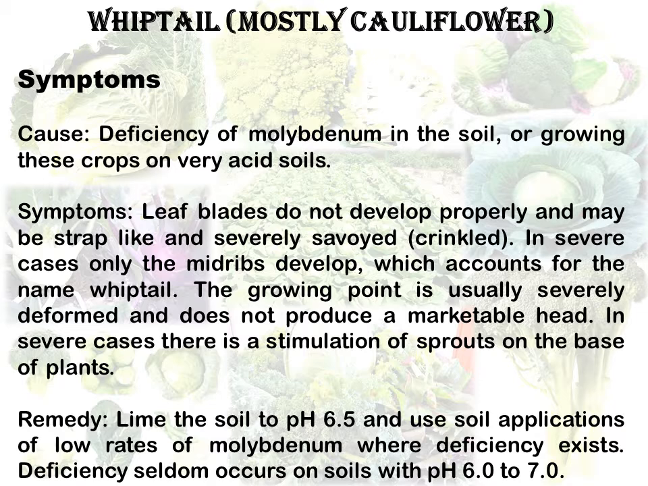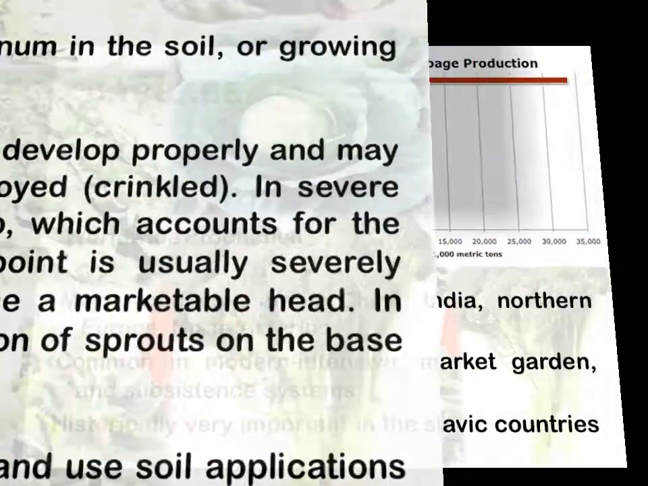This happens due to the lack of molybdenum in the soil. What are the symptoms? Leaf blades do not develop properly and may be strap-like and severely crinkled. These are the symptoms of Whiptail disease. Remedies: lime the soil to pH 6.5 and use soil applications of low rates of molybdenum where deficiency exists. So you have to apply molybdenum in the proper amount.